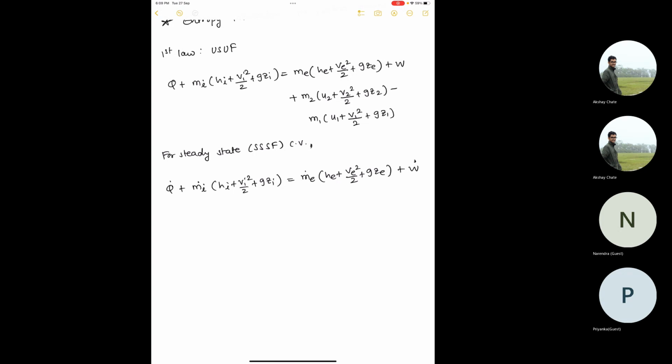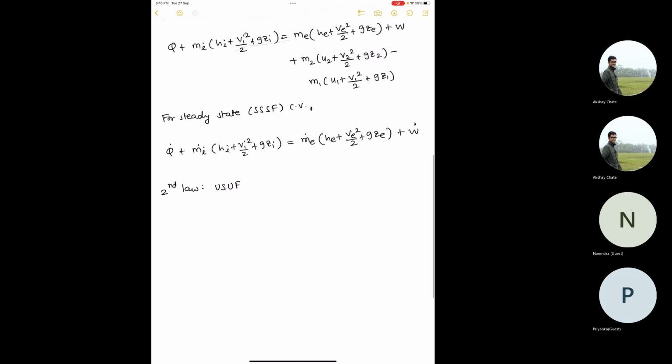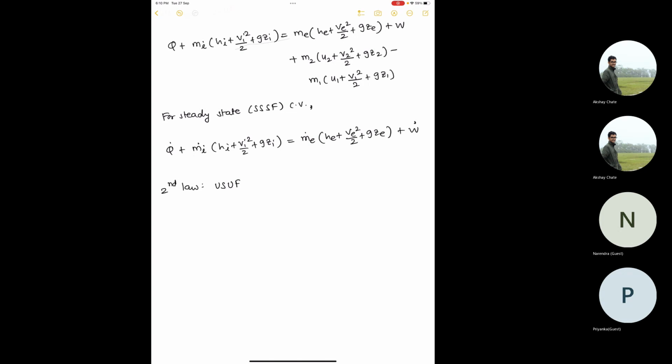Now the reason why I've written this is that only here you can write the entropy balance or entropy equation, and that way it will be easier for you to remember. I'll just write second law. This is not a hard and fast language, but just to be concise in this manner I'm writing. If this type of system is there, uniform state, uniform flow, then you are basically writing entropy balance.